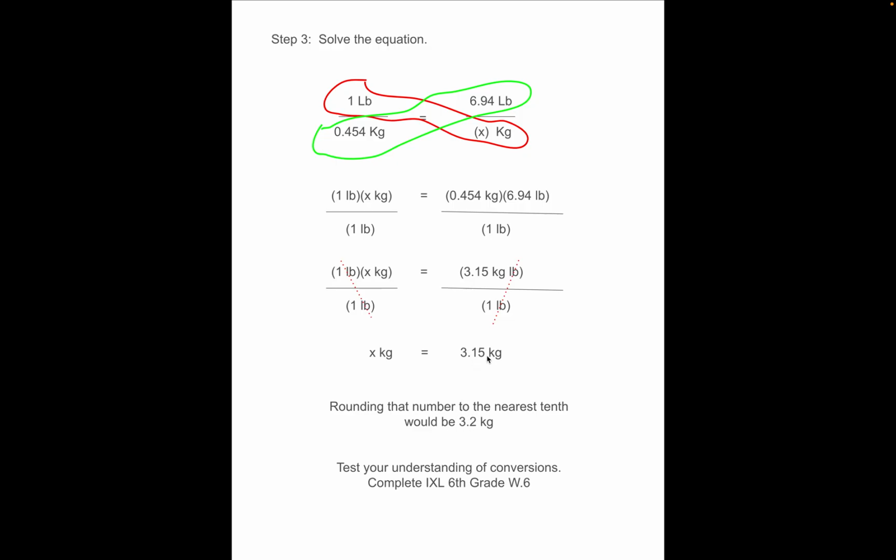So how do we round 3.15? Here's the tenths column. The 1 is in the tenths column. We look to the right to see if the number is enough to push it up to the next tenth. 5 or more is enough to push it up: 5, 6, 7, 8, or 9. If this number is a 5, 6, 7, 8, or 9, then this digit needs to go up. So Mr. Scott's son weighs roughly 3.2 kilograms. You are going to be practicing this in IXL 6th grade W6. IXL 6th grade W6.